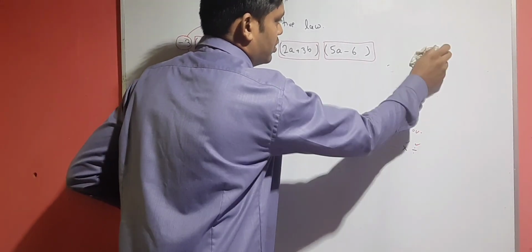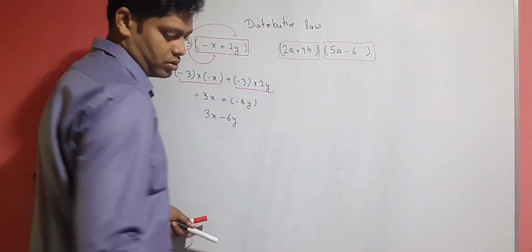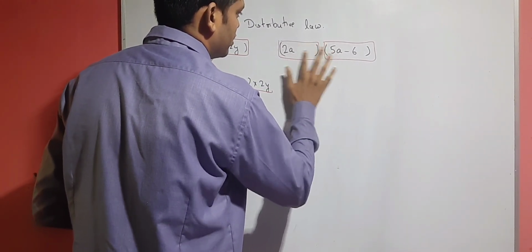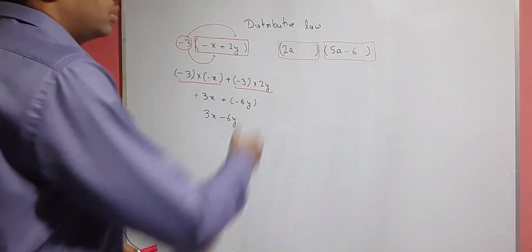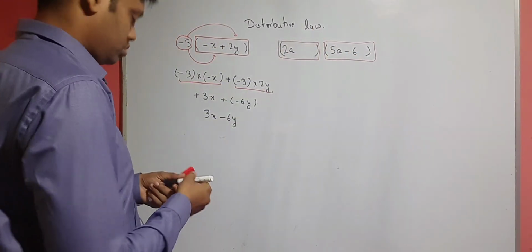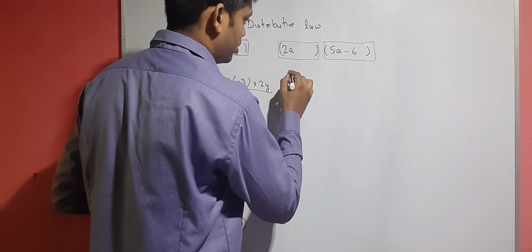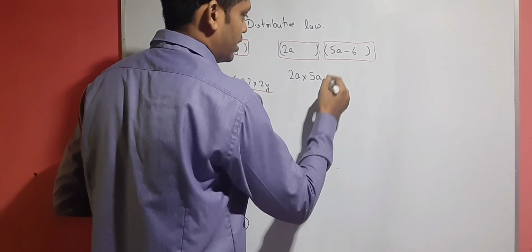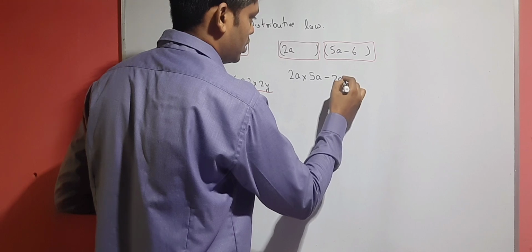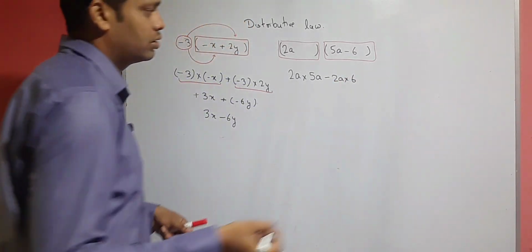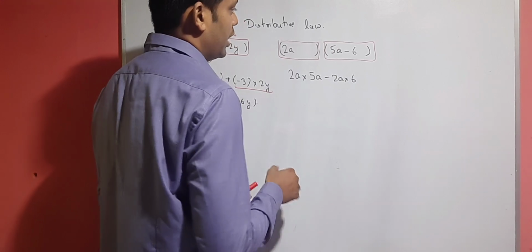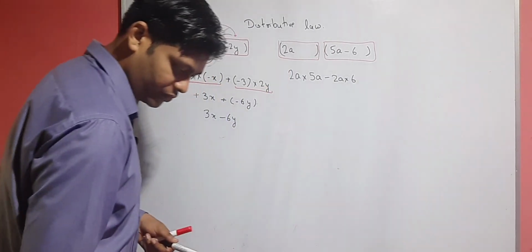But I will erase this one, I need space. For example, this one is not there in this case. Then, this one into this one, this one into this one. Let me see what you are writing. 2a into 5a, and the minus sign is there, 2a into 6. Done. This much only.